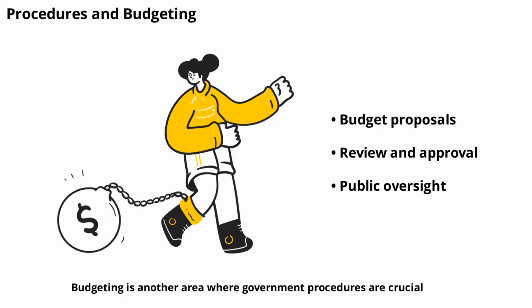Budgeting is another area where government procedures are crucial. There are formal steps for proposing, reviewing, and approving government budgets. These procedures help ensure that public money is spent wisely and according to the law. Budget procedures also allow for public input and oversight.